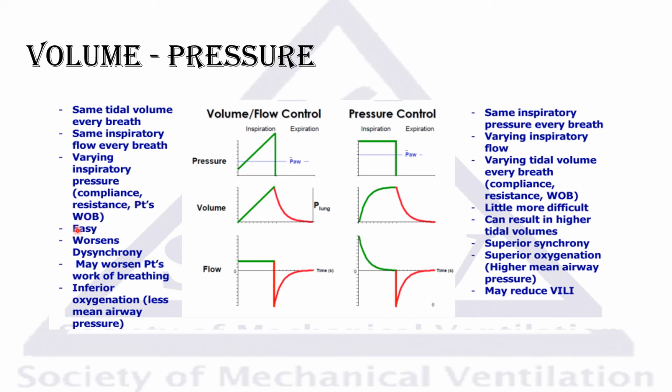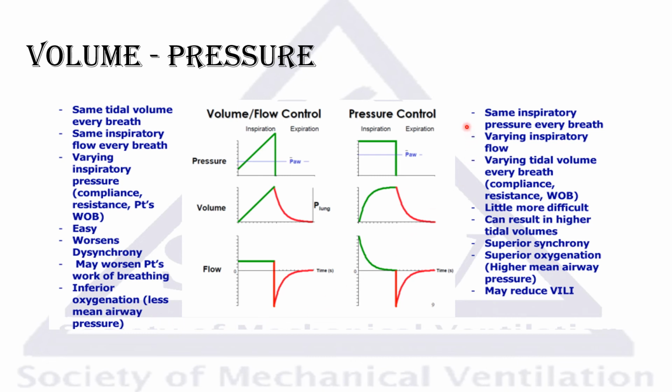Of course, it's easy to set. Everybody wants to put the 6 milliliter per kg times the ideal body weight, so it's easy to dial a certain tidal volume. As we talked, it might not be very good or worsen the synchrony. It might worsen the patient work of breathing, and again, a little bit less oxygenation or inferior oxygenation because of less mean airway pressure.